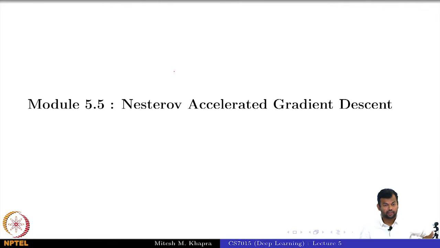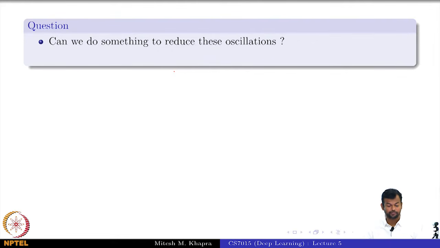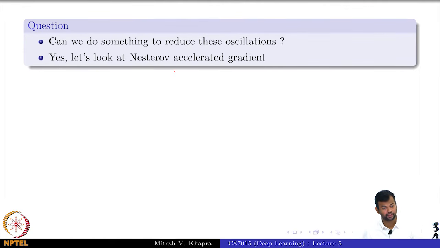Okay, so let's look at Nesterov accelerated gradient descent. Now we know that momentum-based gradient descent is good at these gentle regions. It moves really fast, but we still don't like it because it has this problem of oscillations. It overshoots its objective, its goal, and then it has to take a lot of U-turns. So can we do something about reducing these oscillations? The answer is always yes.